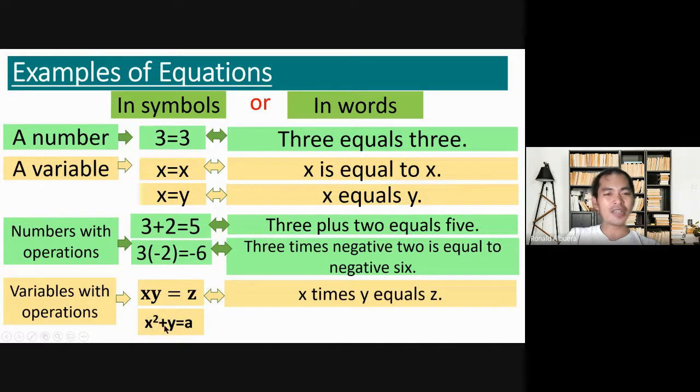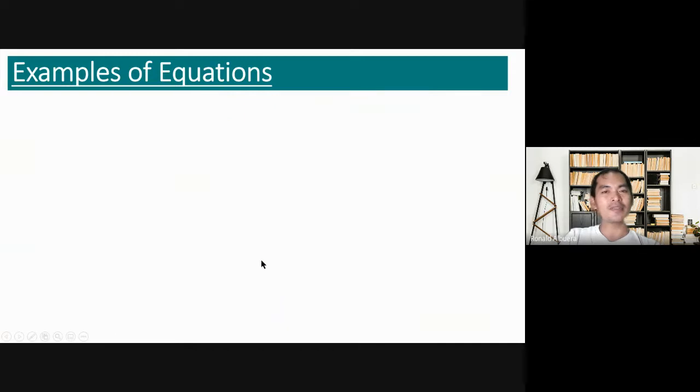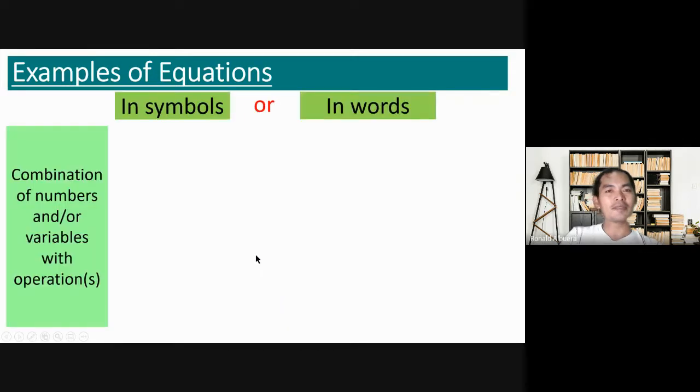Or x squared plus y equals a. That's in symbol. The same in words, x squared plus y equals a. I said there are so many interpretation of these symbols. I give only one interpretation in words. Okay, another example of equations, combination of numbers and or variables with operations.